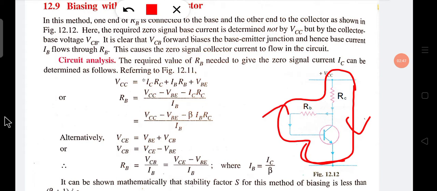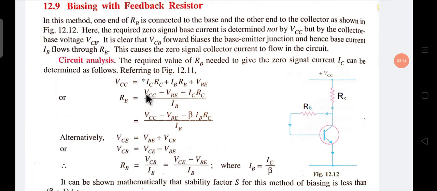The KVL is VCC equals ICRC plus IBRB. Here there is a resistor, so IBRB plus VBE, the base and emitter voltage, which is fixed. So from this expression we calculate RB.